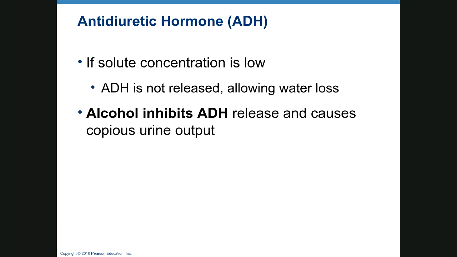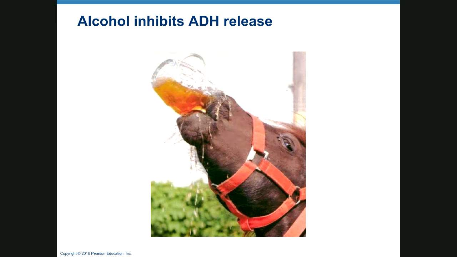If the solute concentration is low, anti-diuretic hormone is not released, and so therefore you regulate your normalized amount of blood solutes and hydration. Now, alcohol inhibits anti-diuretic hormone. I put this picture here because basically when one drinks large quantities of alcohol, I think there's an old saying, pee like a racehorse. Well, this is a good memory device for that here.